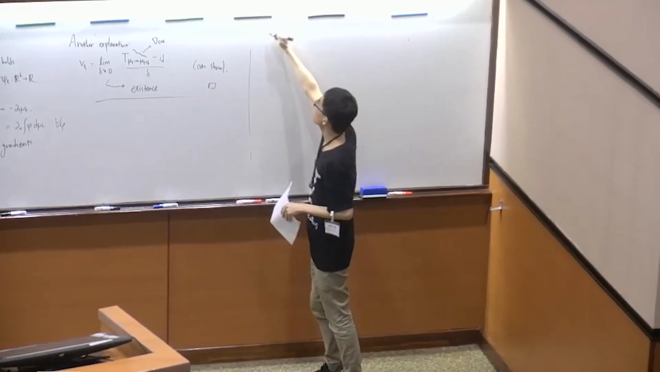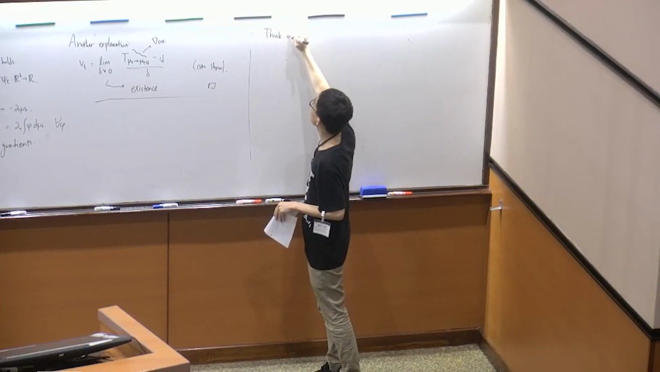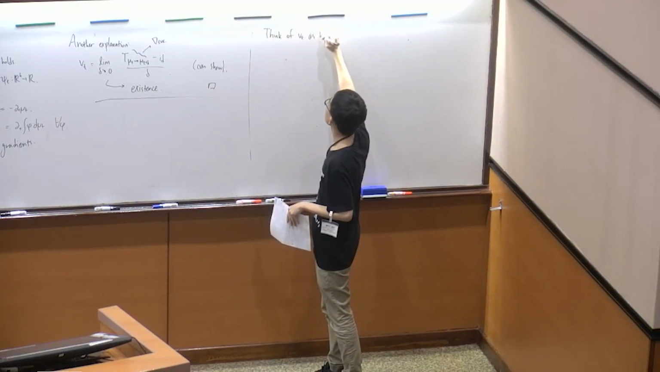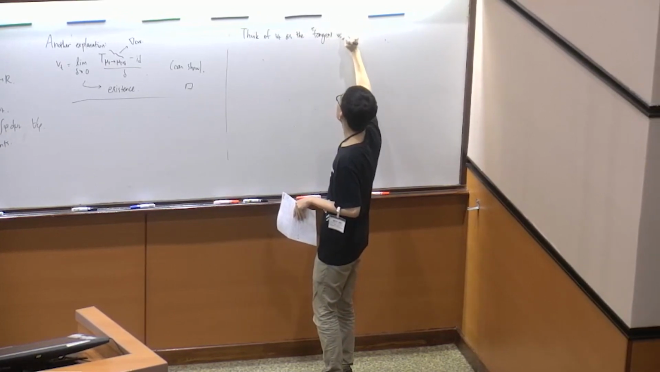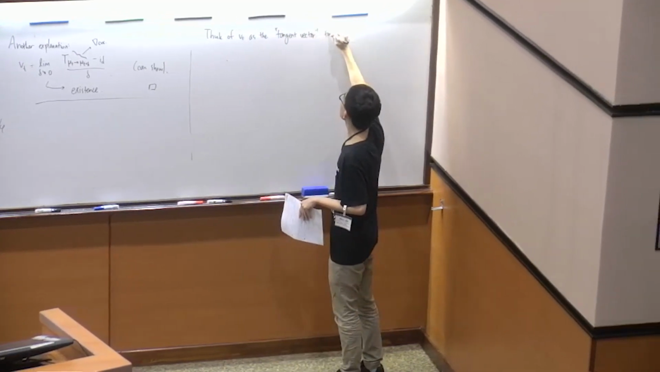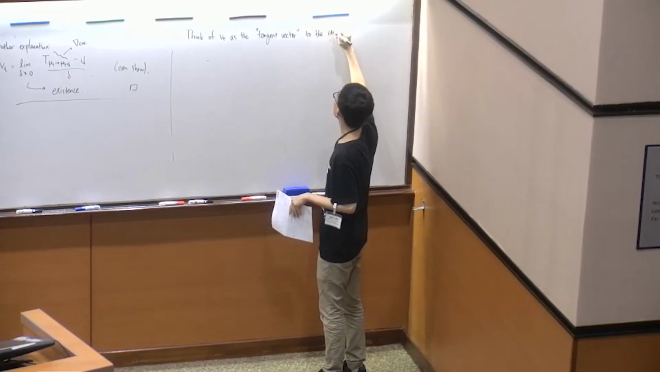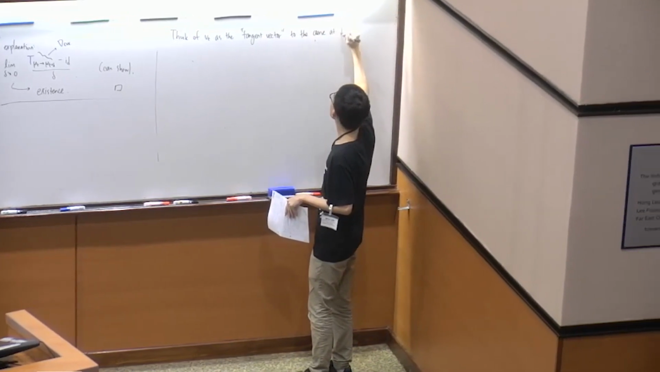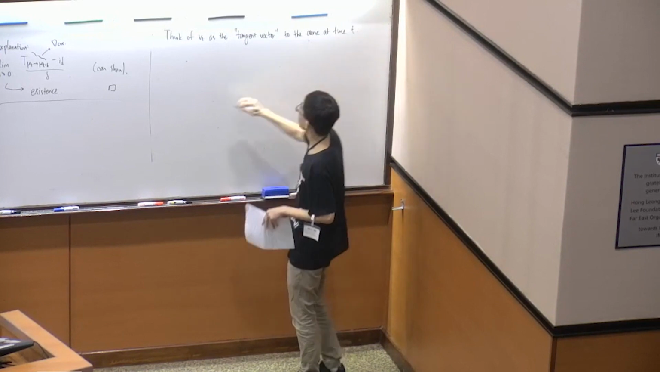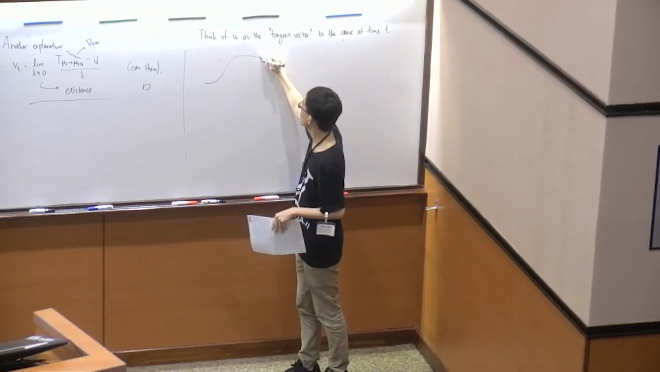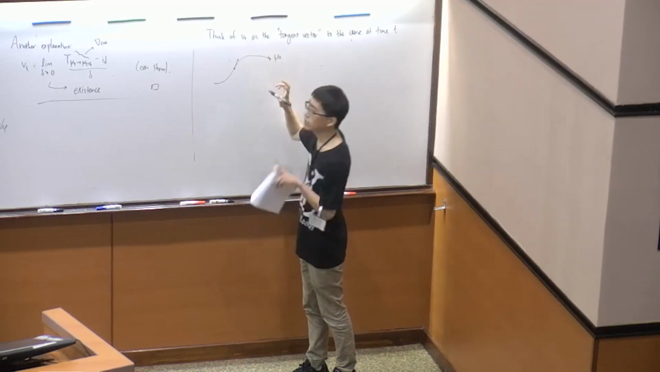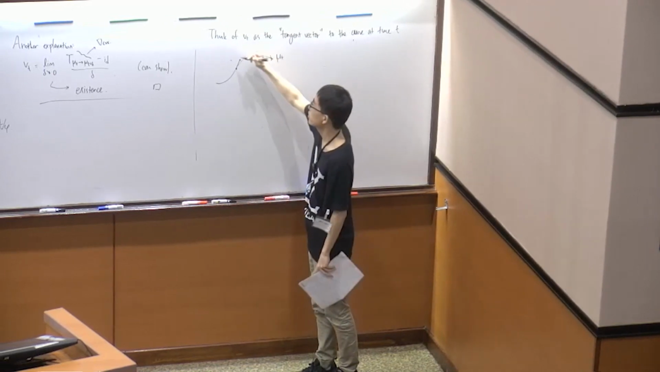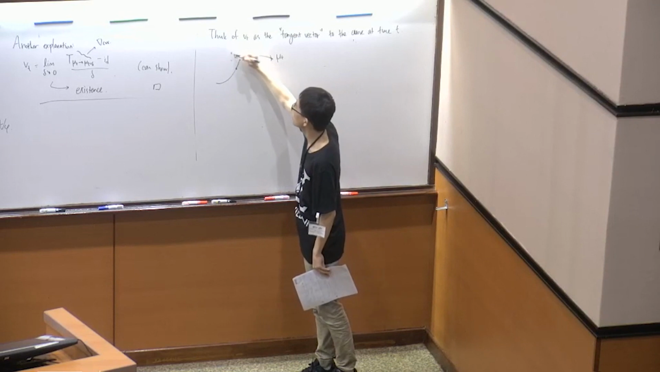So we're going to think of Vt as the tangent vector to the curve at time t. So this is what it looks like. I have some curve mu t in Wasserstein space, and I want to think of the velocity of this curve as being this vector field Vt.